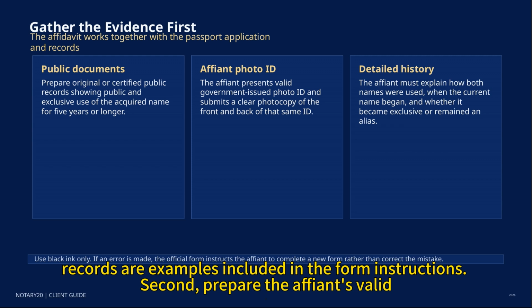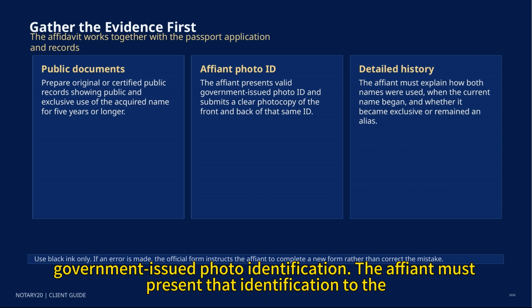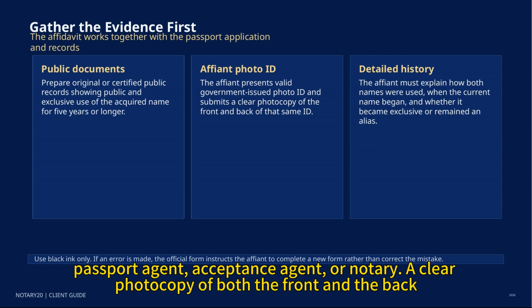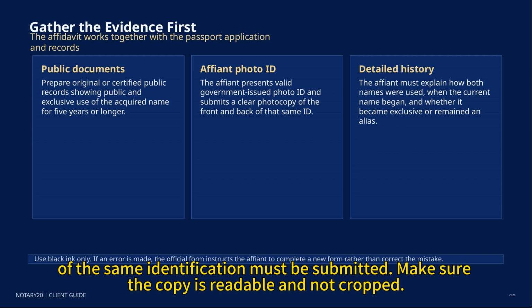Second, prepare the affiant's valid government-issued photo identification. The affiant must present that identification to the passport agent, acceptance agent, or notary. A clear photocopy of both the front and the back of the same identification must be submitted.